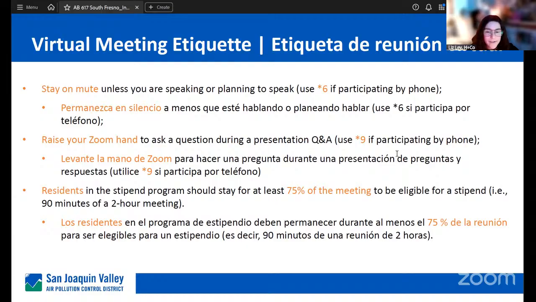And just a final reminder here for residents in the stipend program, we ask that you stay on for at least 75% of the meeting to be eligible for that stipend.